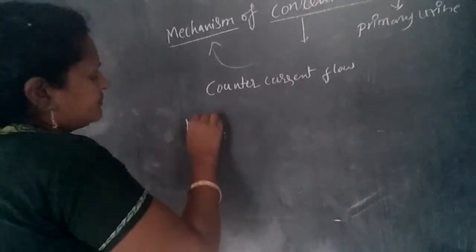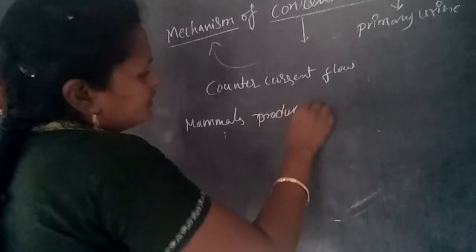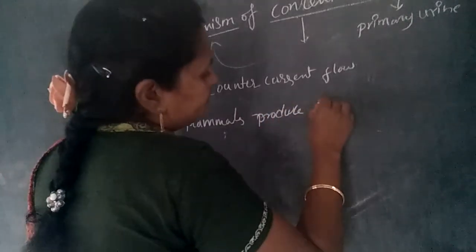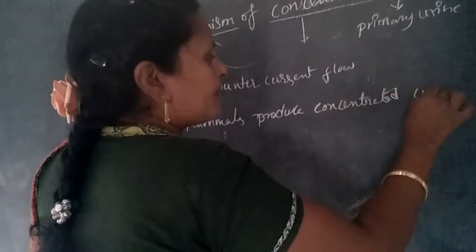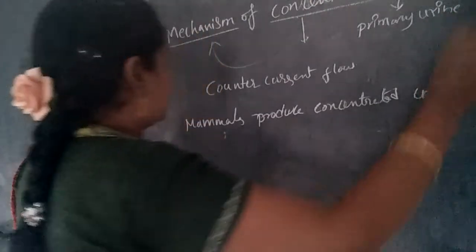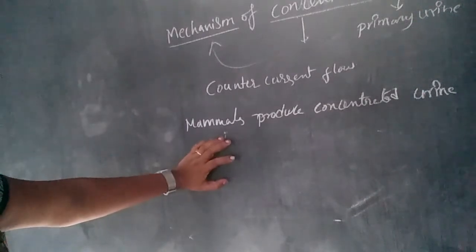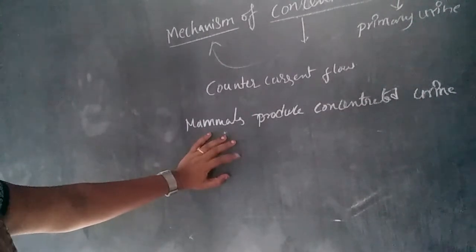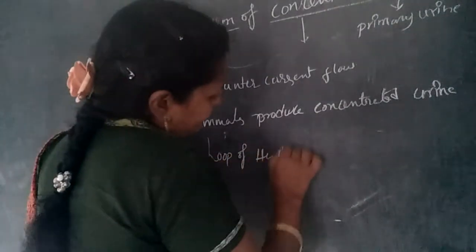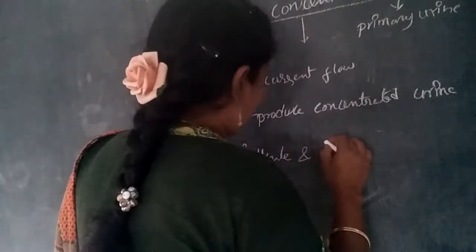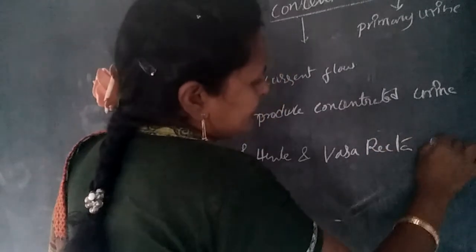Mammals produce highly concentrated urine. Mainly the loop of Henle and vasa recta play an important role.